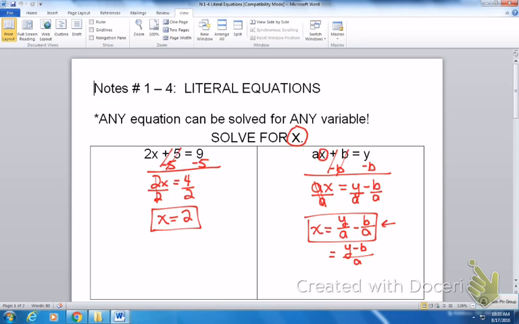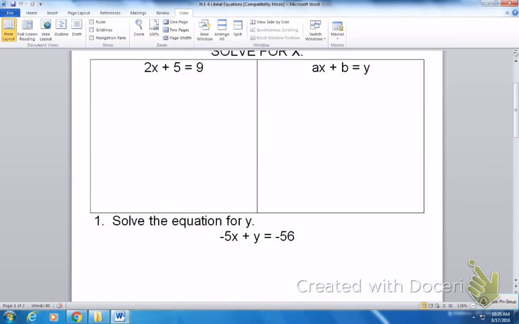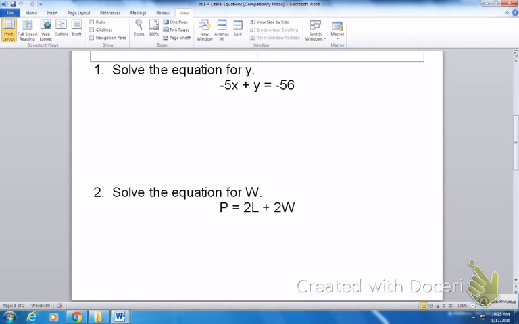So, guys, that's all there is to it. Now, we're going to work through several of these problems, and I can guarantee you that as we go throughout the year, you're going to see these problems again, okay? Solving literal equations is very important. So the first thing I'd say, number 1 says solve the equation for y. Make sure you're solving for the variable it asks you.